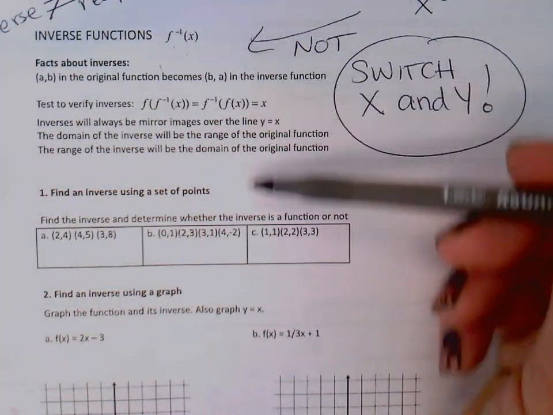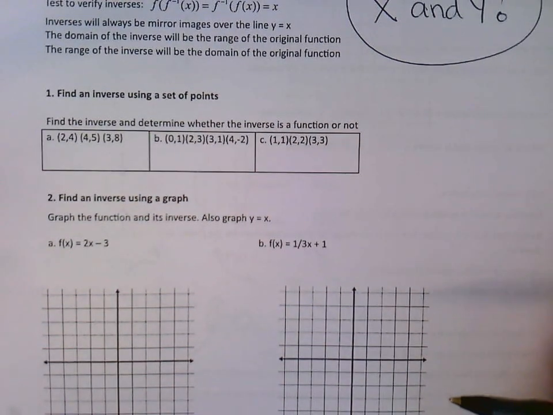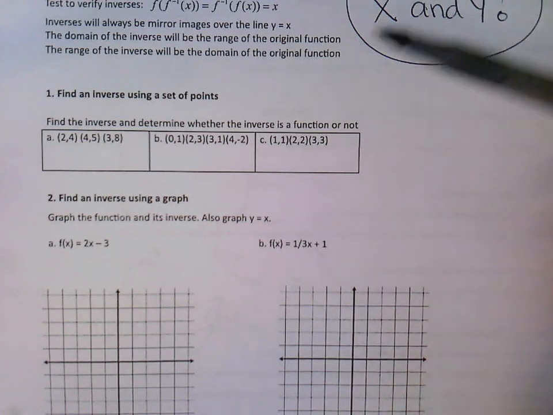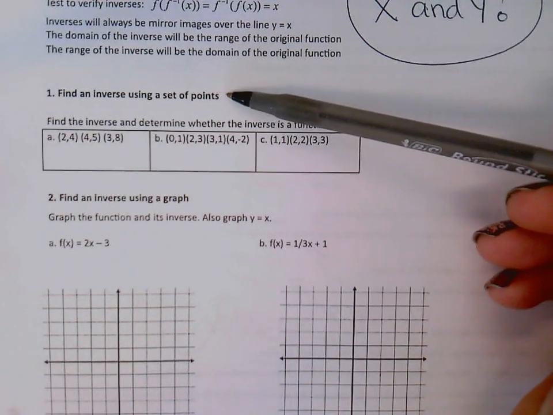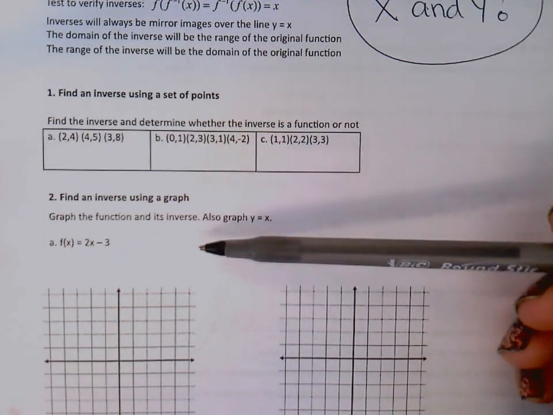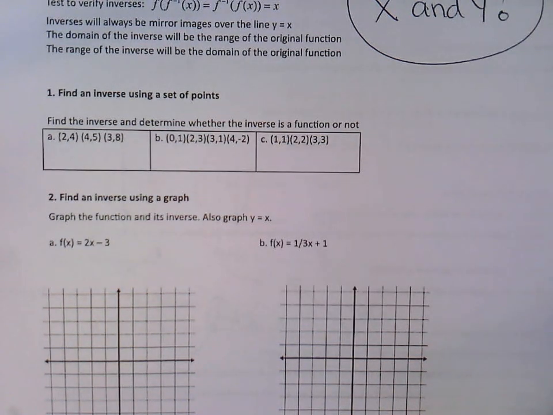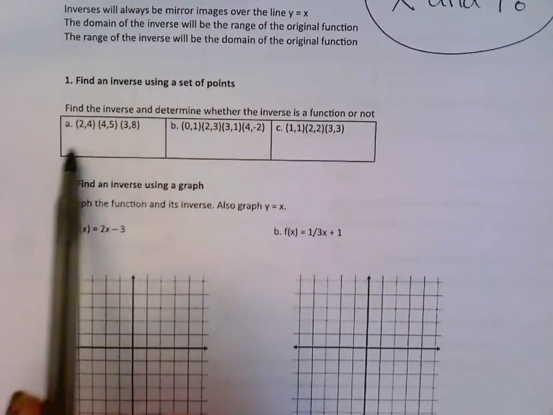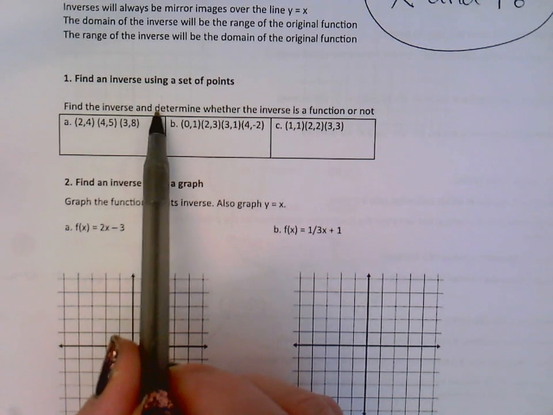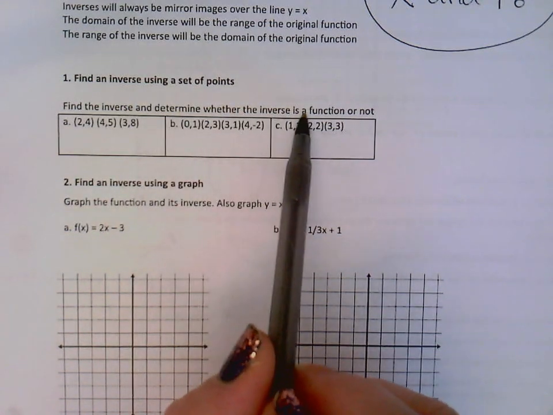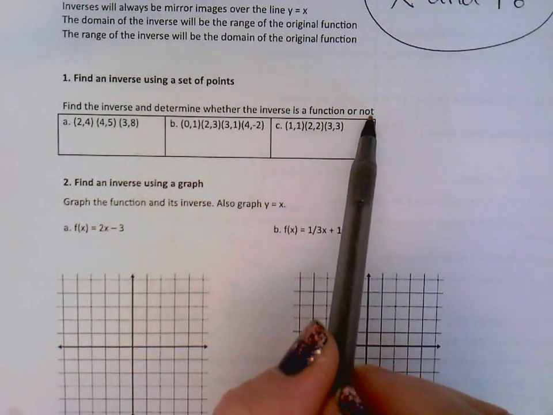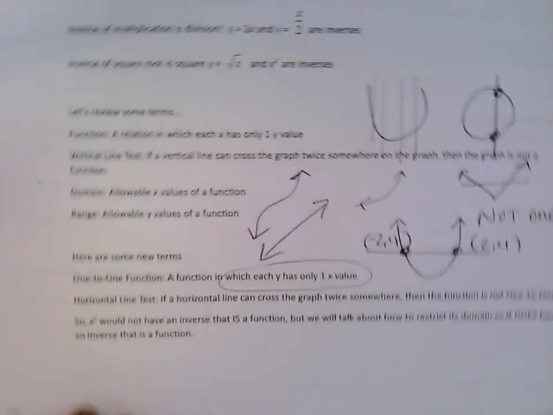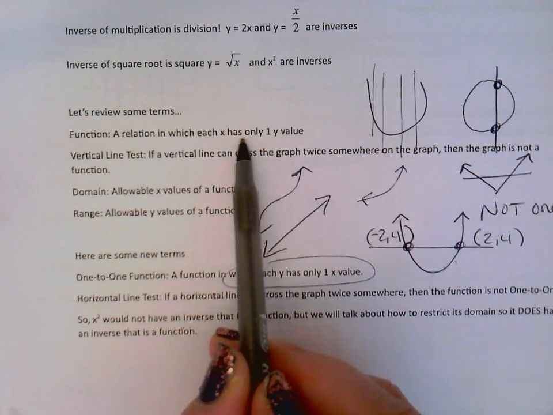So it's a lot of reading, but I think once you see how to find an inverse, it'll seem fairly straightforward. So we're going to find an inverse 3 different ways: using coordinates, using a graph, and then algebraically. Algebraically is where we really want to go here. So using a set of points, this is just a scatter plot. It says find the inverse and determine if the inverse is a function or not. What's the definition of a function? Each x has only one y value.